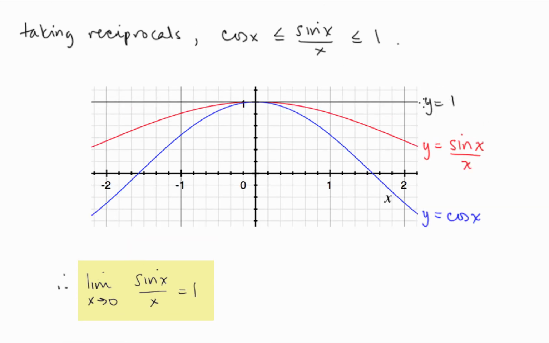And graphically we can see here's y equals 1, here's y equals cosine x, those are the bounding functions, and here is y equals sine x over x for x values near 0. So by the squeeze theorem we have that the limit as x goes to 0 of sine x over x is equal to 1.